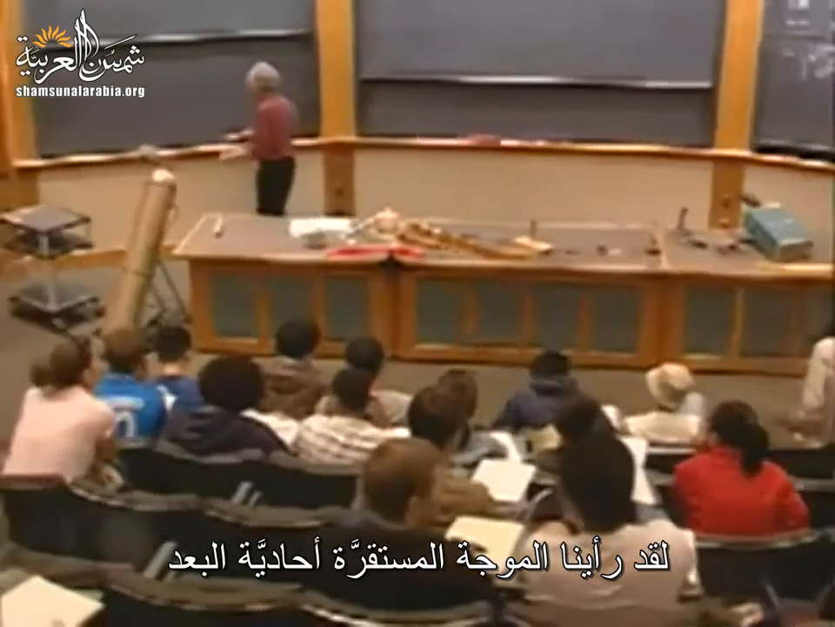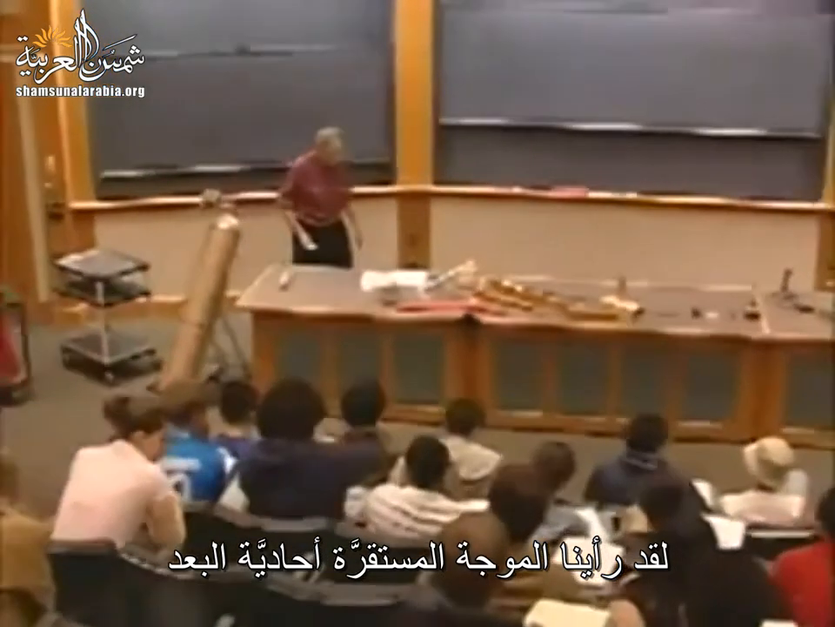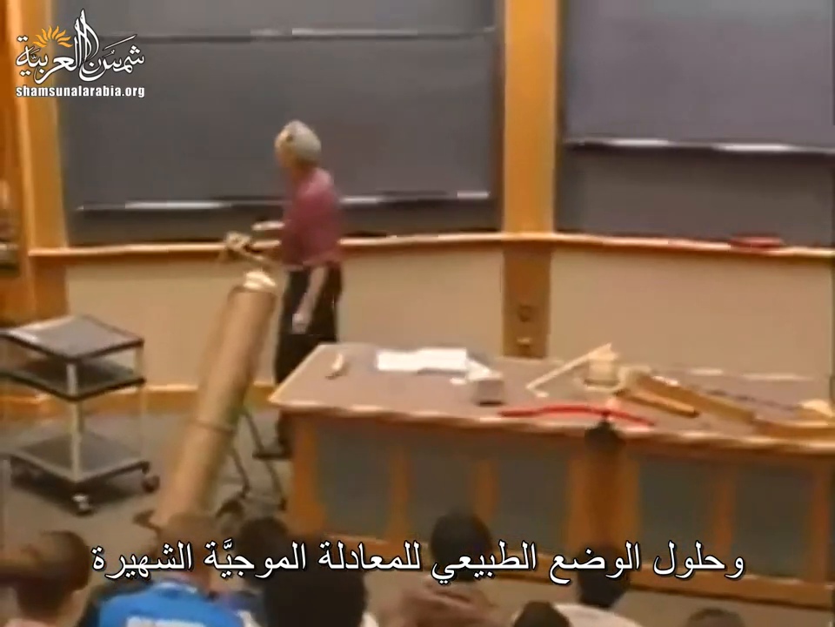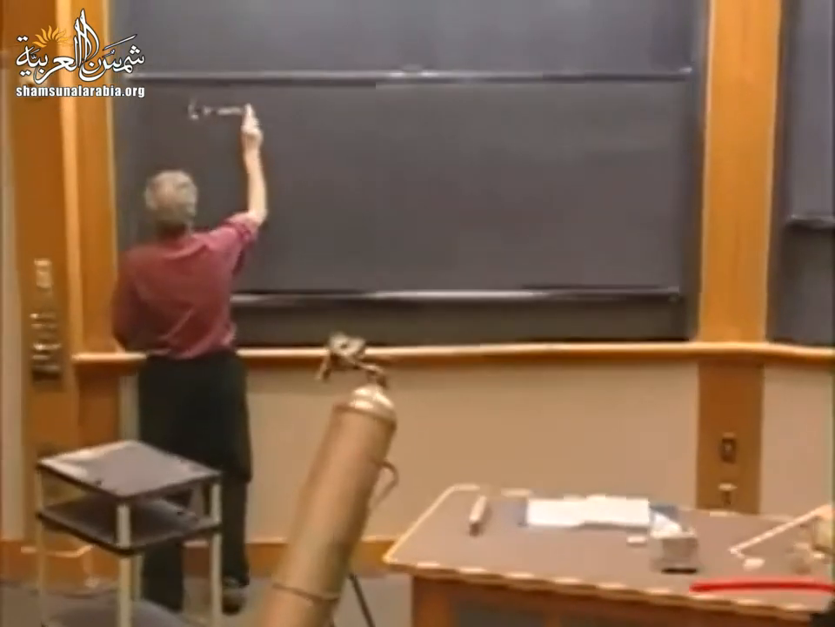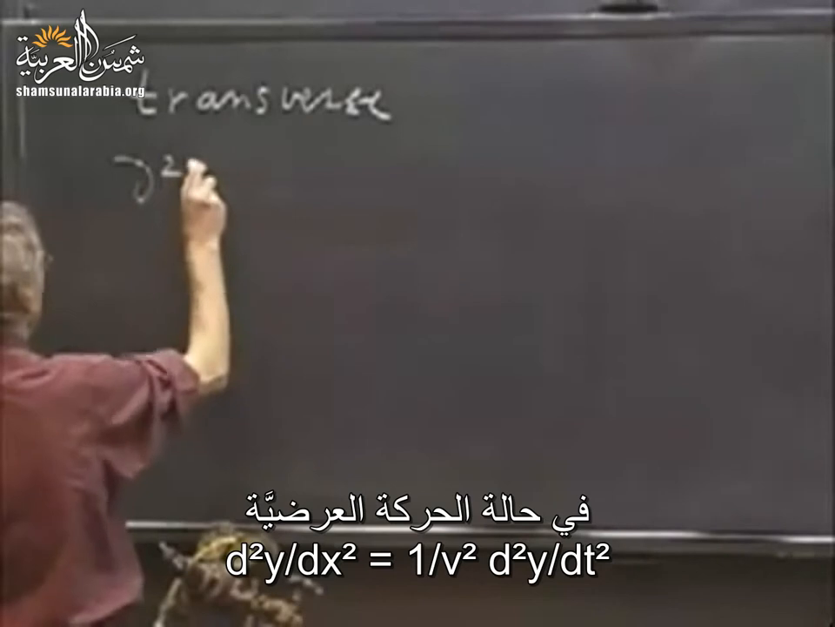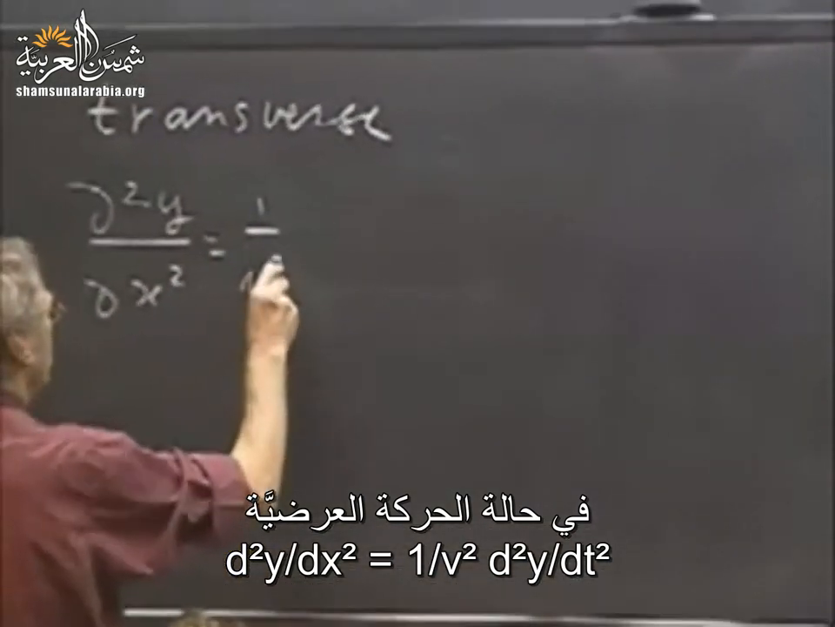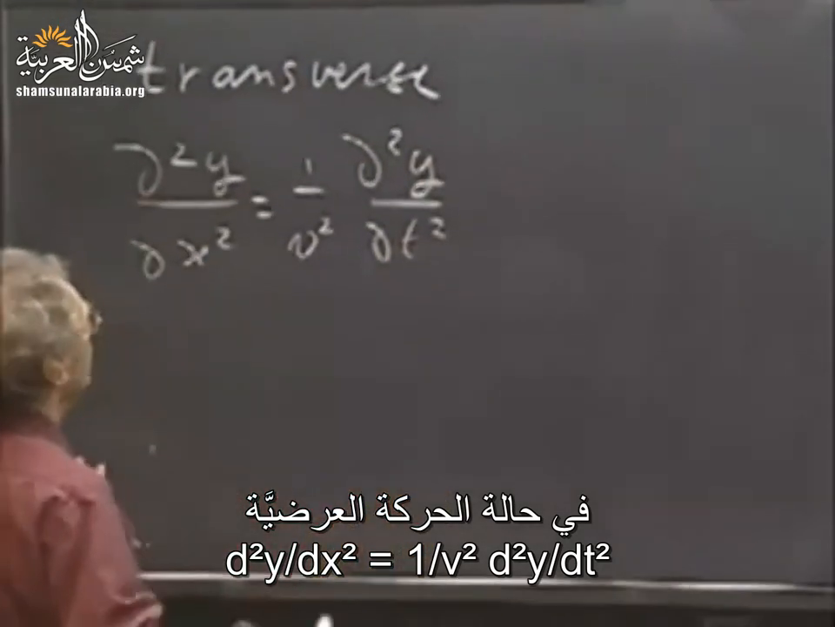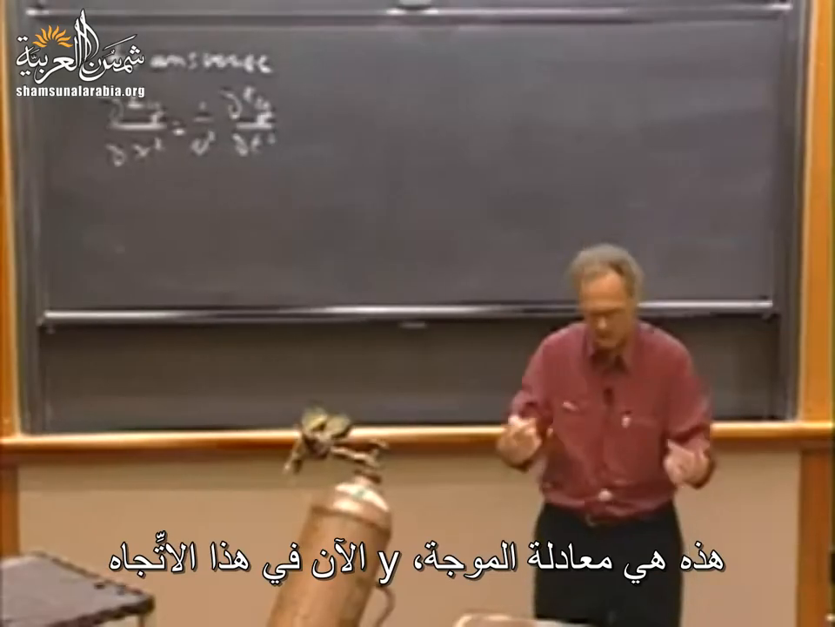So, what we have been looking at are one-dimensional standing waves, normal mode solutions to the famous wave equation. In the case of transverse motion, we have d²y/dx² equals 1 over v squared times d²y/dt². So this is the wave equation, y now in this direction.